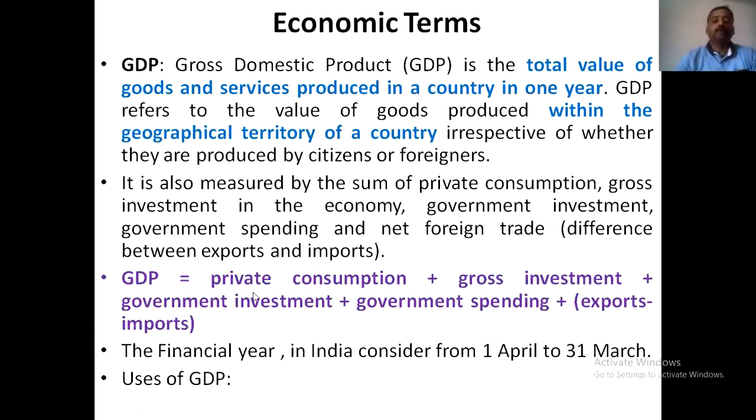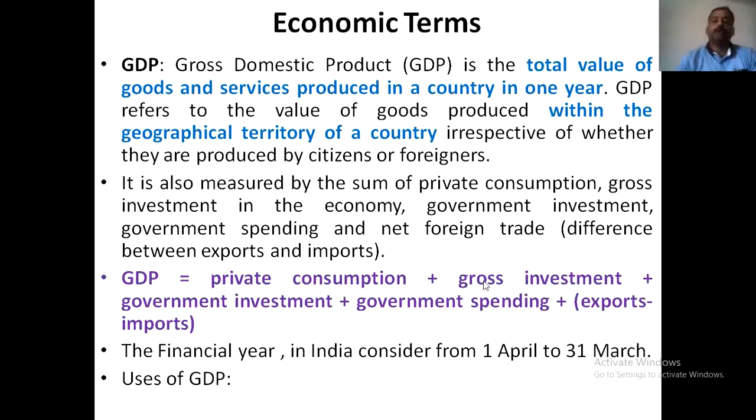So 430 minus 360 means 70 million metric tons remain. The 360 million metric ton we consume is called private consumption. Here we have taken the example of agricultural products.